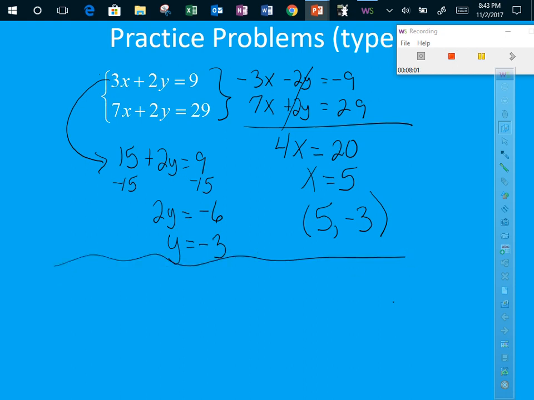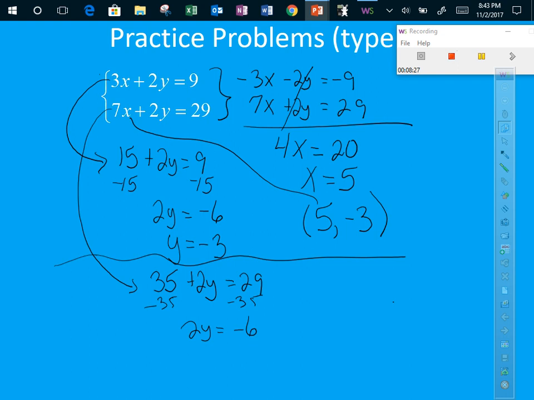Guys, while I'm here, just to show you, let's pretend that you plugged it in for the second equation. I'm going to plug my x equal 5 right there. 7 times 5 is 35, plus 2 times y equal 29. Subtract 35 from both sides. So I've got 2y equal negative 6. Divide both sides by 2 and get the same answer. So the moral of that story, it doesn't matter which equation you use as long as you use one of them.